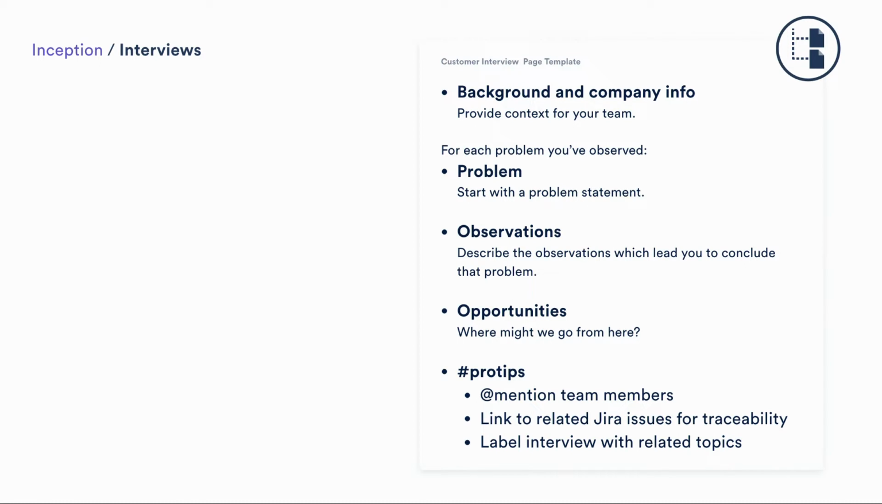You have the background and company info, and then the whole template is a rinse and repeat. We say, what's the problem? What are the observations? And what are the opportunities? Problem, observation, opportunities. And at the bottom, don't forget to do things like mention people, link to related Jira tickets, and use those labels to group that content.